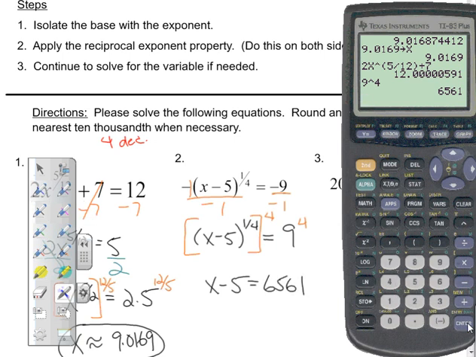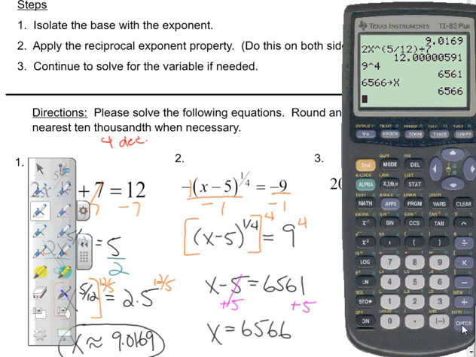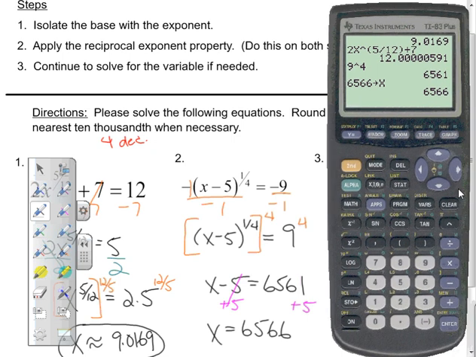And then in step 3, it says to continue to solve for the variable as needed. You probably realize why I put that step in, because these are problems where you have binomials. We've not really gotten the variable completely by itself. So I will add 5 and get x equals 6566 as a result of adding 5 again on both sides. And I will check that answer, 6566, store x. There's nothing to round here, so I would expect this to be an exact match here when I check it.